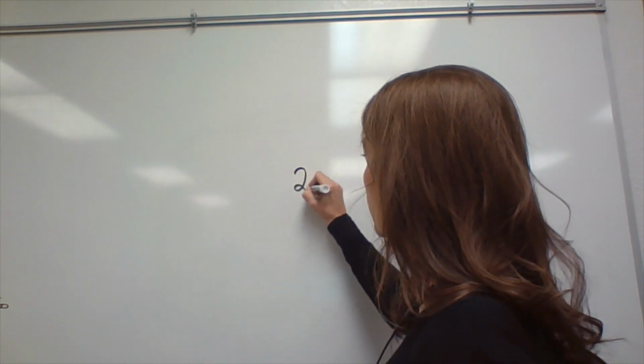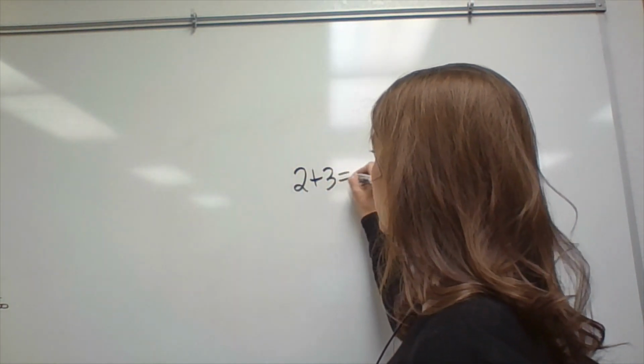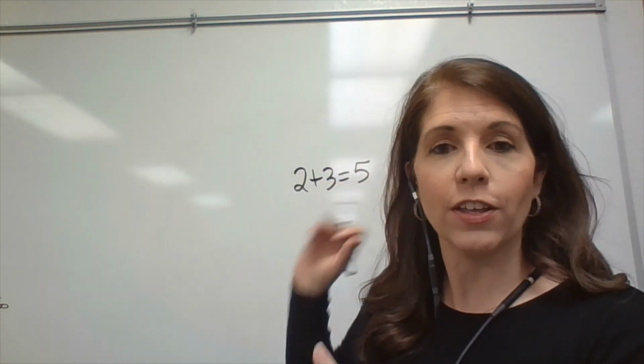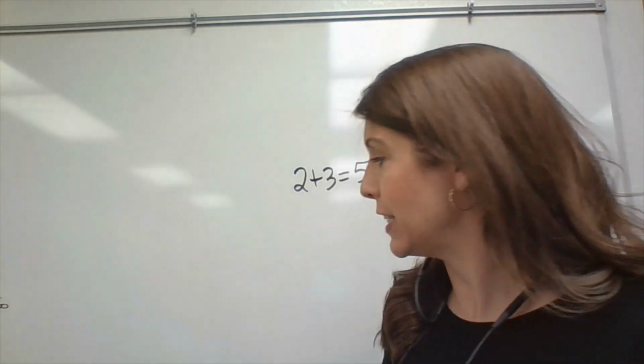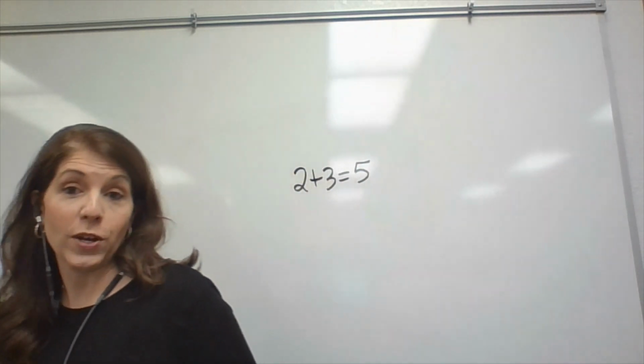Okay, one of them is an equation. An equation is just a fancy math word for a number sentence that has an equal sign. So if I wrote something like this, 2 plus 3 equals 5. There you have it. That's an equation. Okay, so a number sentence with an equal sign is an equation.